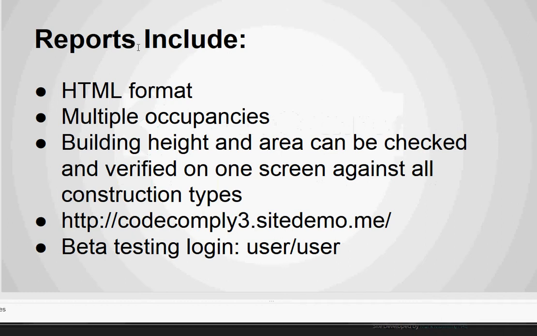CodeComply.com will provide HTML reports for IBC 2006, 2009, 2012, as well as California Building Code 2007, 2010, and 2013. The reports can include multiple occupancies. Building height and area can be checked and verified on one screen against all construction types. The beta login is here, the website's here, and the login information is here.